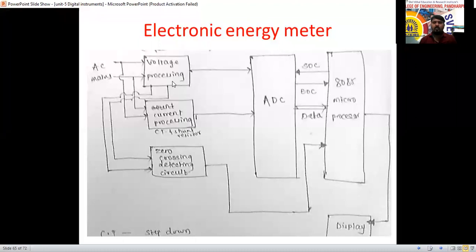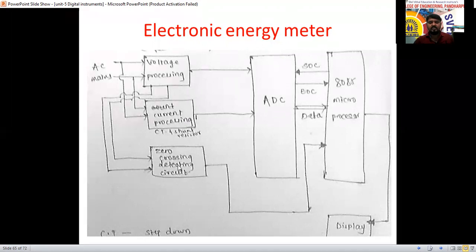So what they are doing here is giving the AC input. The voltage is processed separately and the current is processed separately by using CTs. The current transformer and shunt resistors are used here. So we have a separate current processing unit and voltage processing unit, and zero crossing detection.